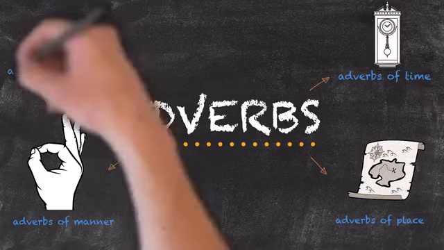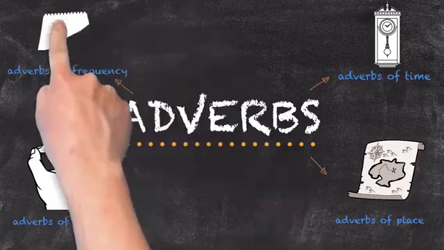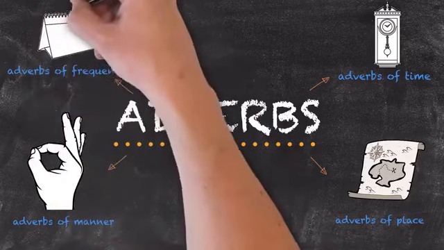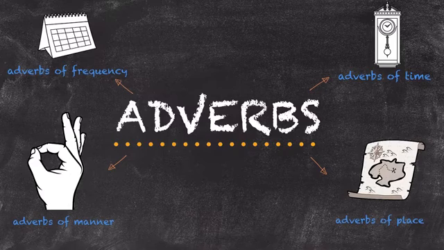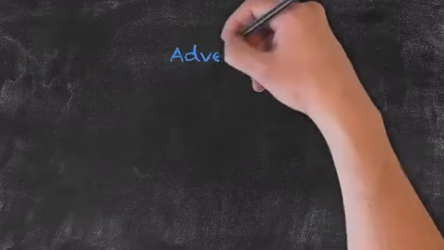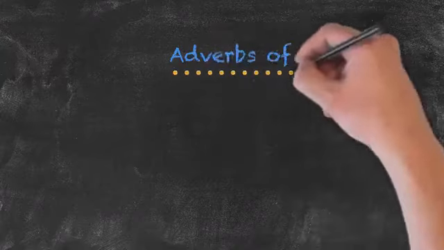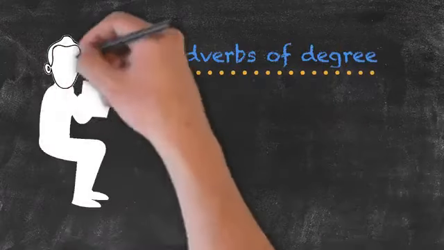Finally, we have our adverbs of frequency, telling us how often the action happens. 2 examples being often or never. There's also another type of adverb, but here we're going to describe adjectives or other adverbs instead of verbs themselves. These are called adverbs of degree.